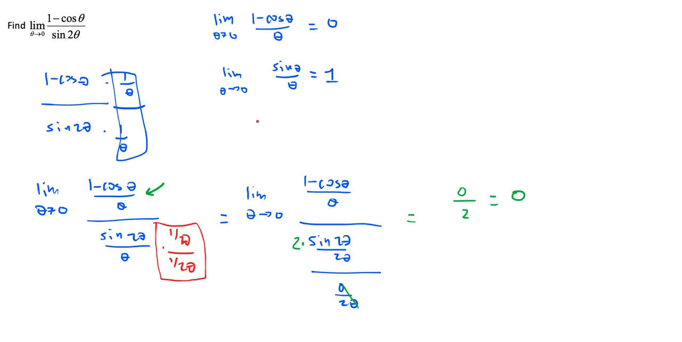But the whole point is we want to get this into a format so that we get this into a limit that we know. And 0 in the numerator is fine. So yeah, in this case, our final answer will be 0.